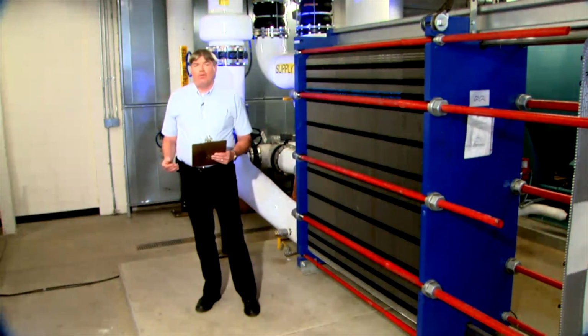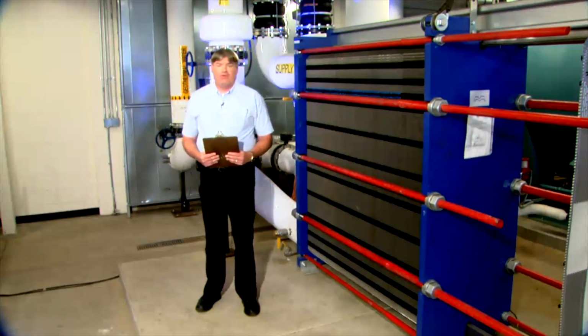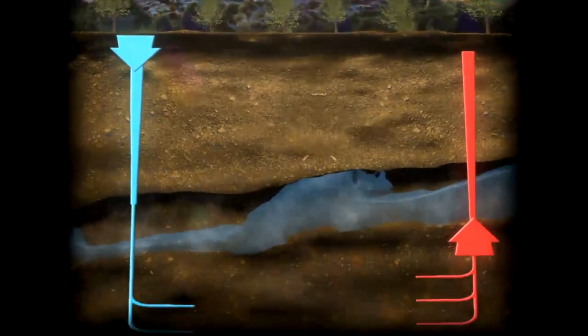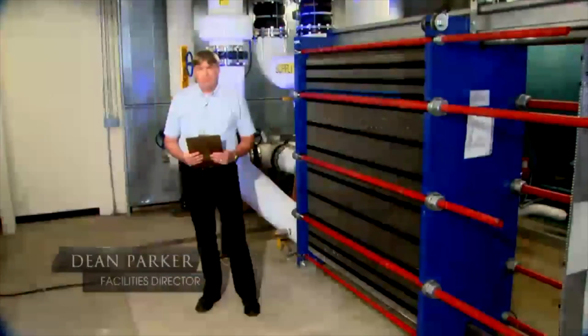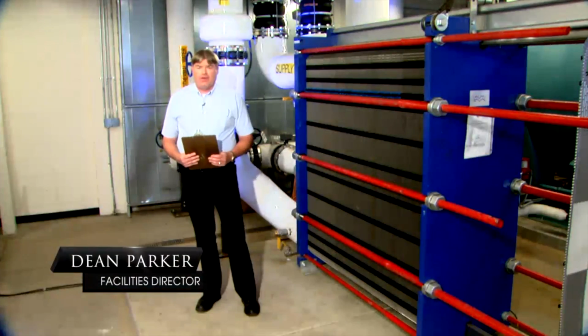We had to find water at 170 degrees that could pump 1,500 gallons per minute at 150 psi to match our central plant natural gas boiler output. We found it at 4,400 feet below the earth.